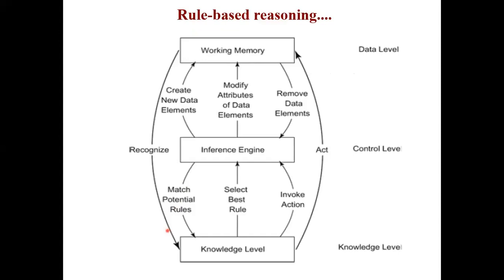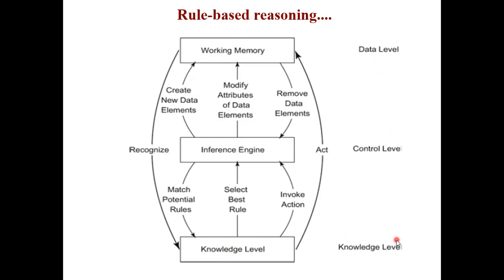So I don't expect that you will draw this diagram, but at least for a while, just see what is the component. So we have the three level: data level, control level, and knowledge level. So at the data level, we have the working memory. तीन components है: working memory, inference engine, and the knowledge level.